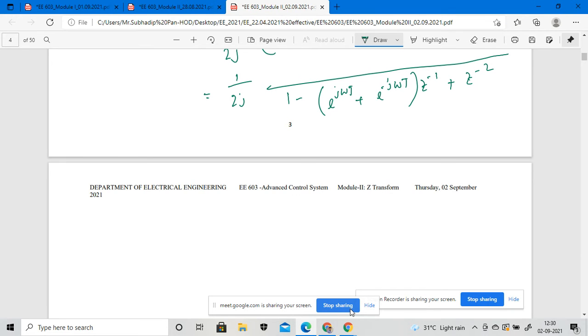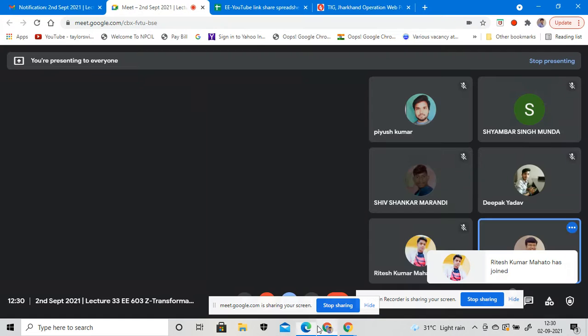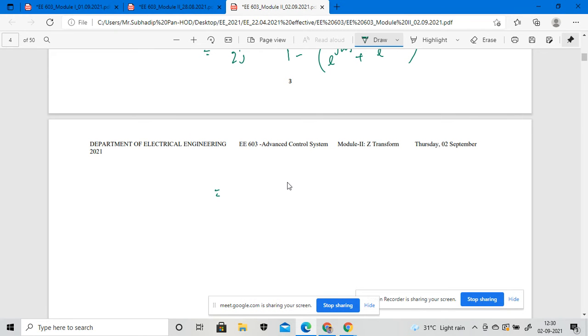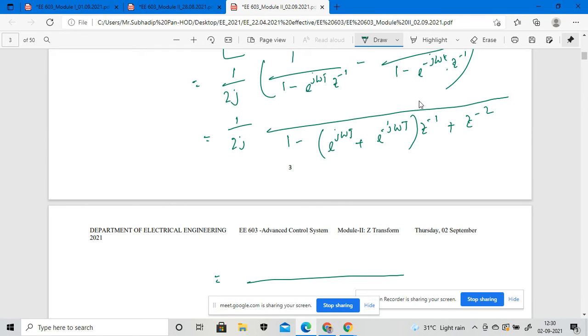Okay, so it will come like this. So now again we have to simplify these things. If I simplify this equation, the upper part will come as, z inverse of, no sorry, not z inverse.